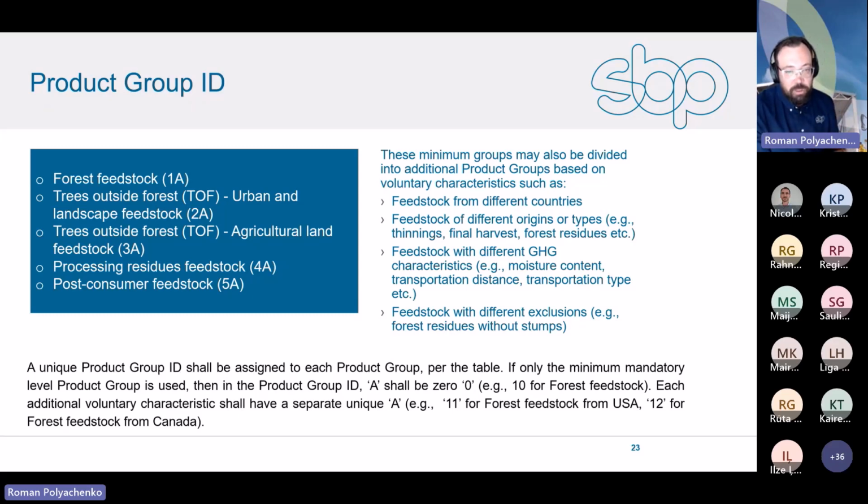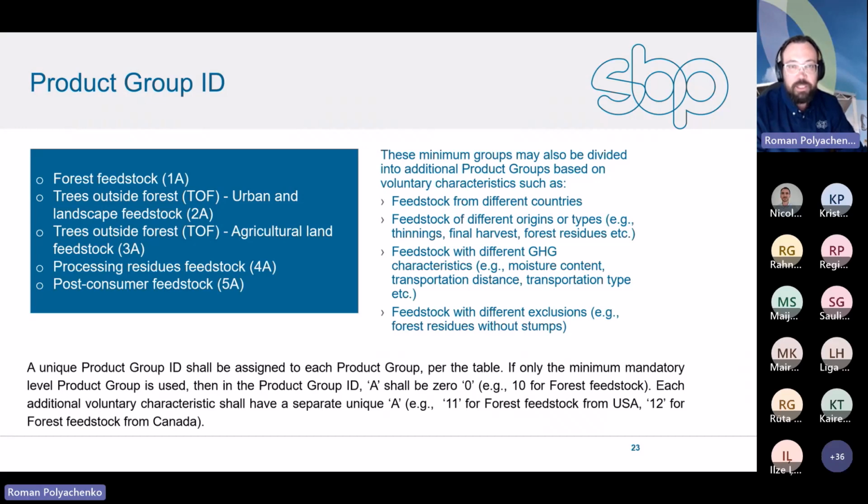I can see that in North American regions, trees outside forests are not very much used. Post-consumer feedstock is also not that used. So most likely, most companies will use forest feedstock and then processing residues feedstock. However, in Europe, trees outside the forest may constitute a significant share of the incoming feedstock as well. Such an approach allows sustainability data to be dynamic with every transaction. So if an end user receives a transaction with product group ID 4A, it knows that the corresponding amount of pellets was deducted from the mass balance account for processing residues feedstock. The data in the SAR report only complements it with specific details on feedstock origin, shape, moisture content, transport distances, and so on.